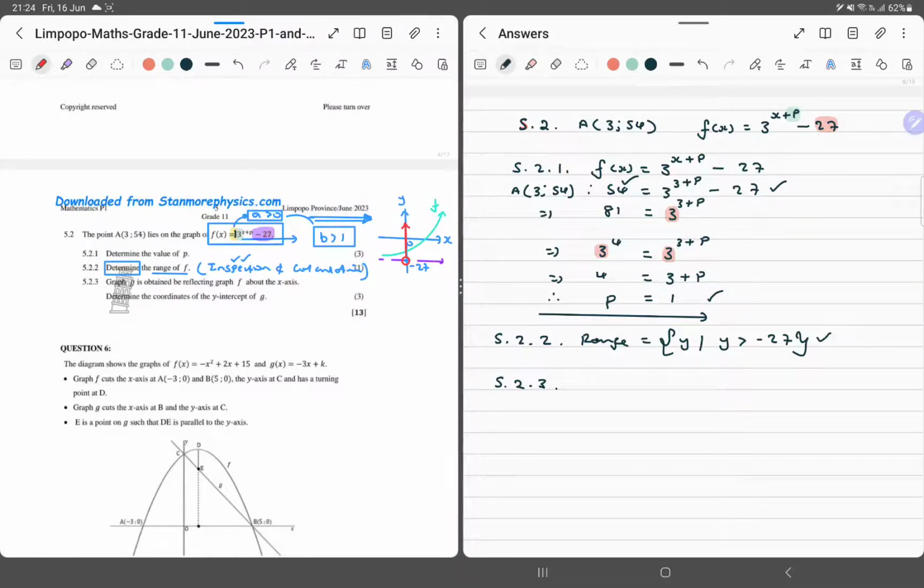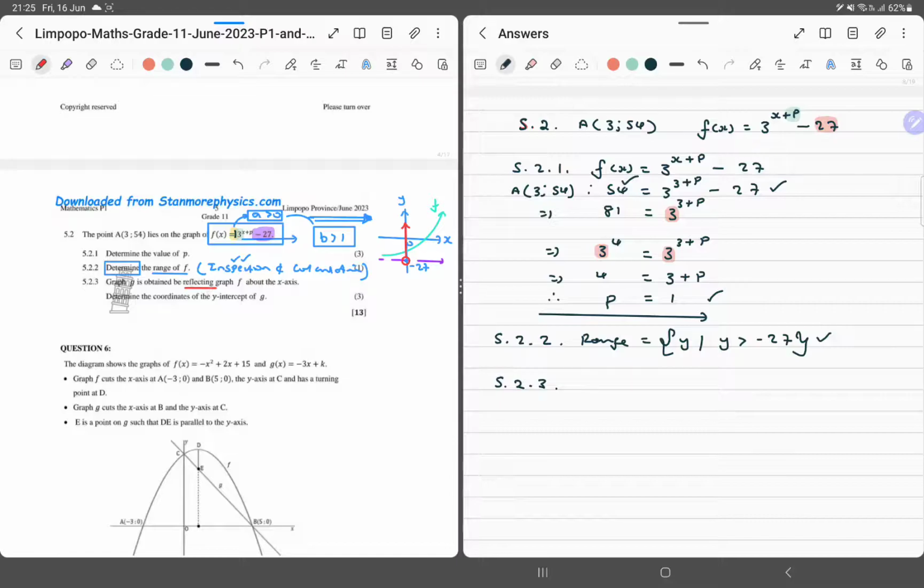Now it says the graph of g is obtained by reflecting. Now a reflection, it's a flip, it's a flop. So we reflect about the x-axis, which is what we call a vertical reflection. We can reflect this graph about the y-axis, which is what we call the horizontal reflection. We can actually reflect a graph about the line y equals x, which is what we call an inverse. Okay. So what happens with a reflection that is vertical?